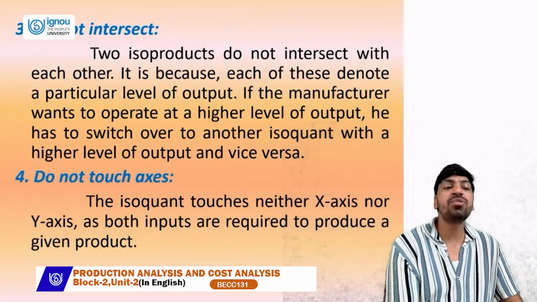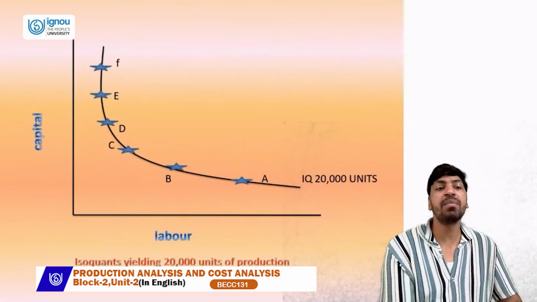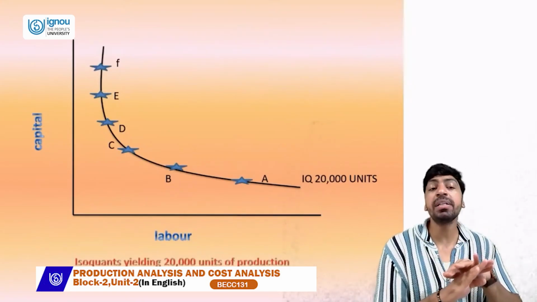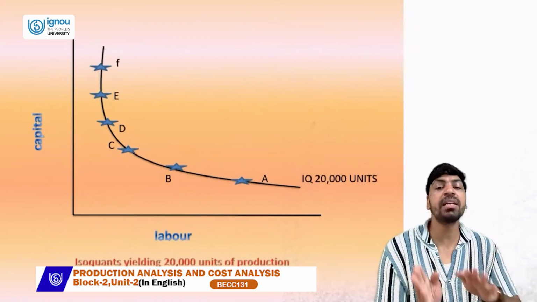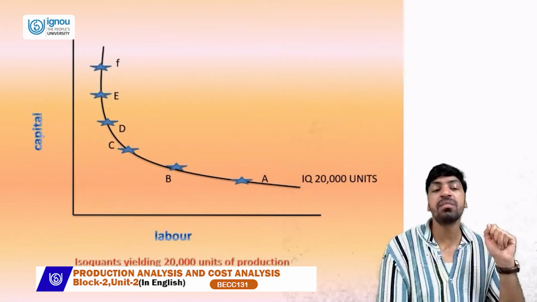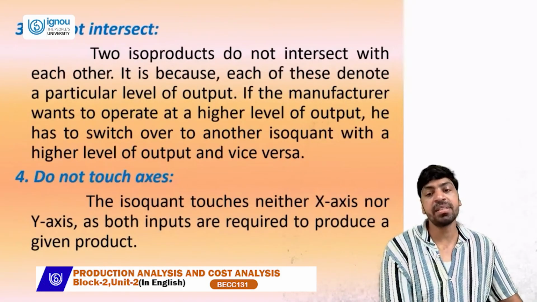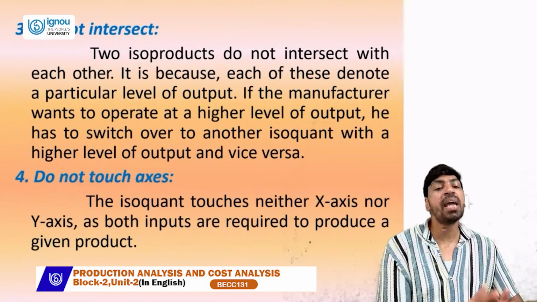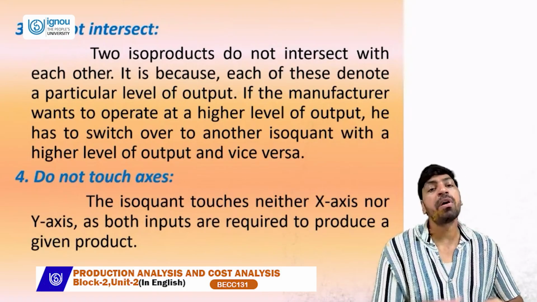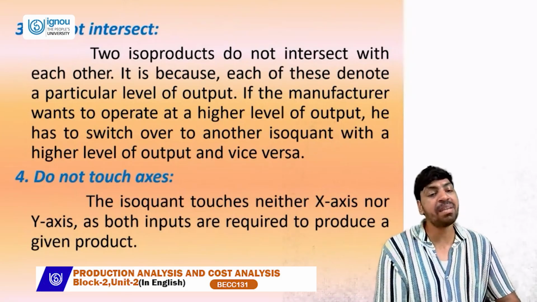The next feature is that isoquants do not touch the axis. As you can see in the diagram, the shape of the isoquant is downward sloping, and it cannot touch either axis. It does not touch the x-axis and it does not even touch the y-axis, and that is one of the features of the isoquant. It does not touch any of the axes, neither the x-axis nor the y-axis, as both inputs produce a given level of output or a given product when we combine the two factor inputs, labor and capital.